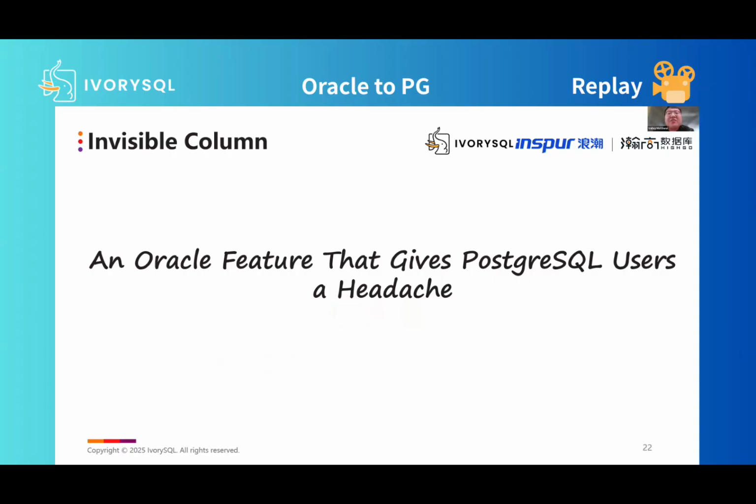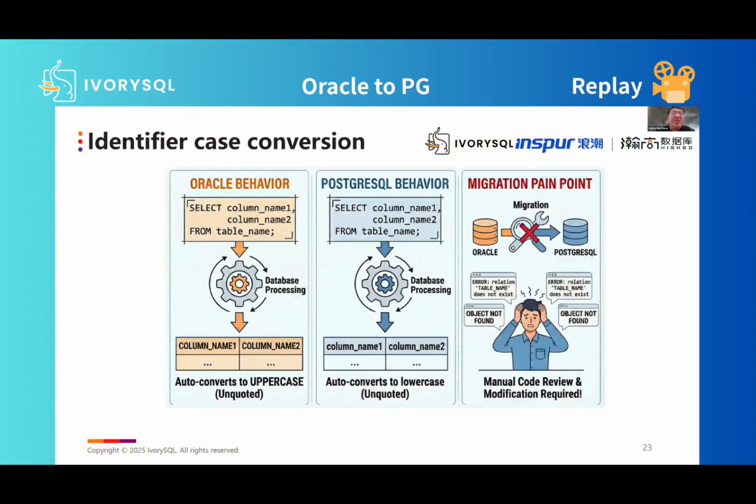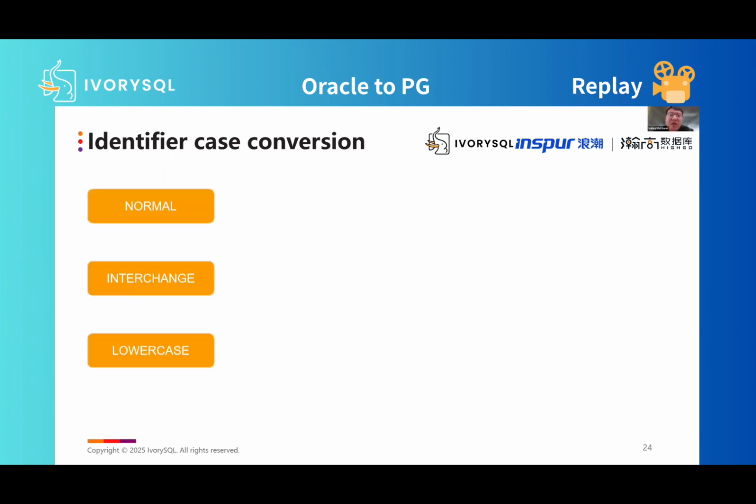Finally, I want to talk about the feature that gives developers the biggest headache in data fields: case conversion. Here is the pain point. Oracle converts unquoted names to uppercase. Postgres converts them to lowercase. This sounds small, but when you migrate, millions of lines of code suddenly stop working.